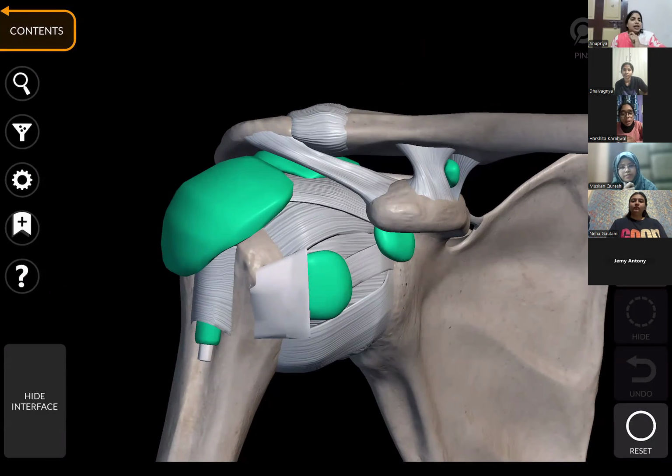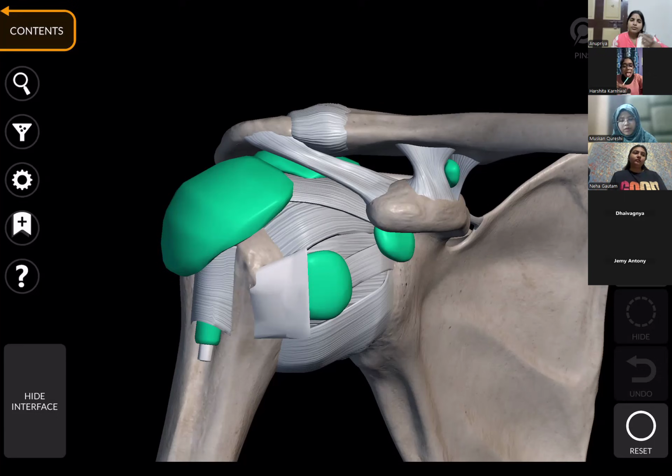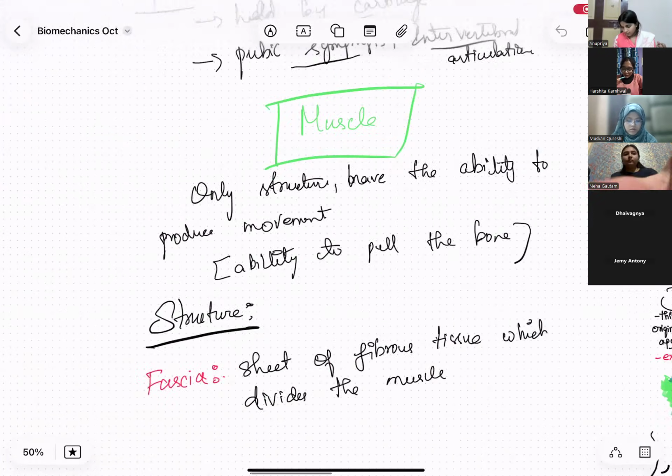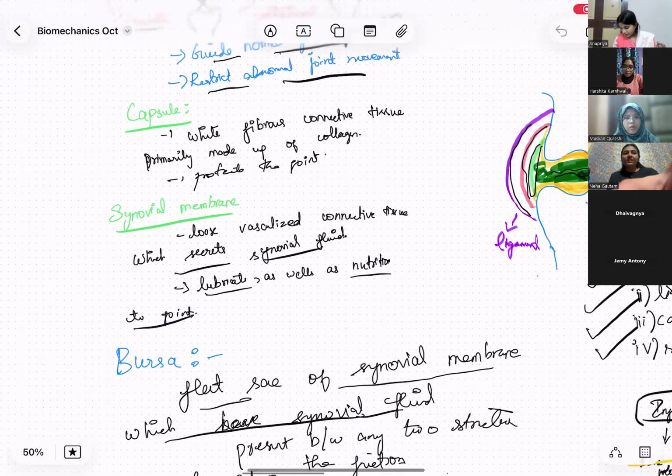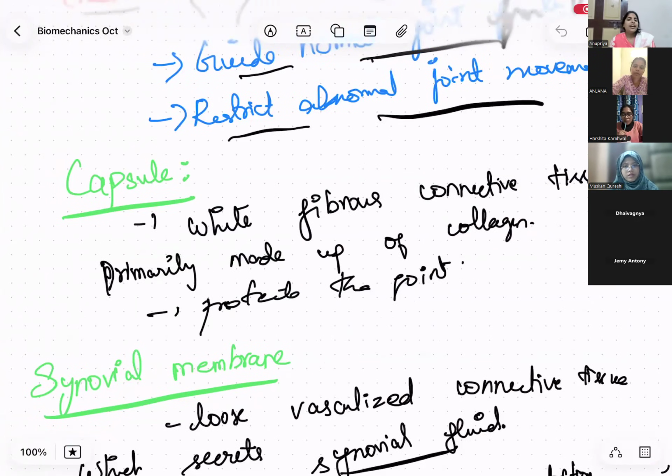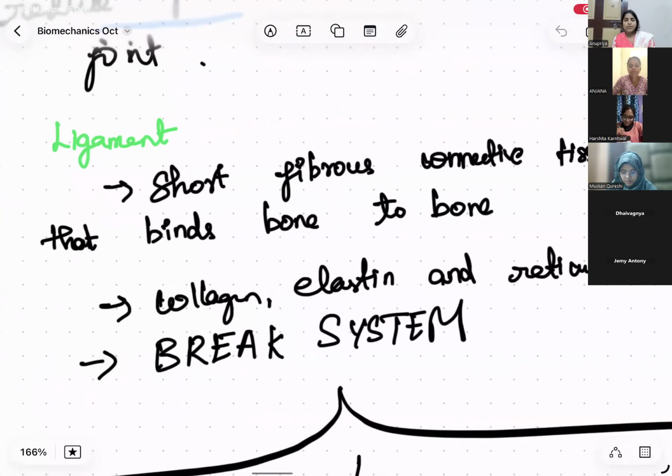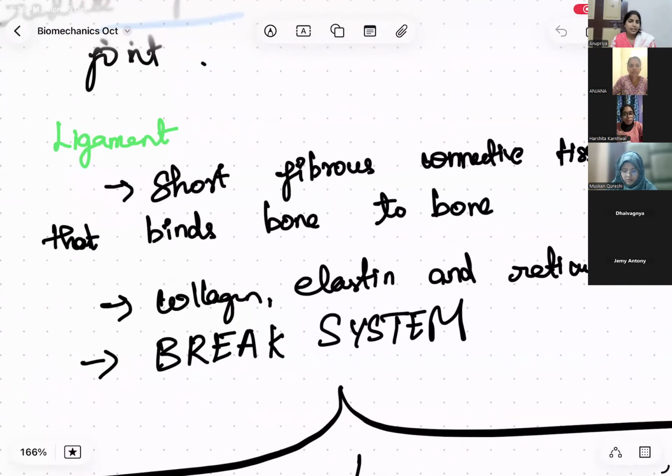So, ligament is a tough fibrous connective tissue. Am I right? Yes. What is the capsule made up of? Guys, what is capsule made up of? White fibrous connective tissue, primarily made up of collagen. Right, that is what capsule is. When it comes to ligament, ligament is a short fibrous connective tissue. Both are fibrous connective tissue only. In ligament there is not much collagen, but the capsule is primarily made up of collagen.